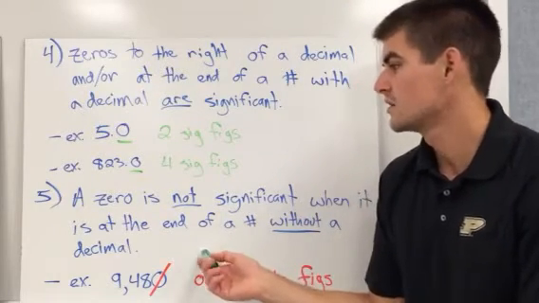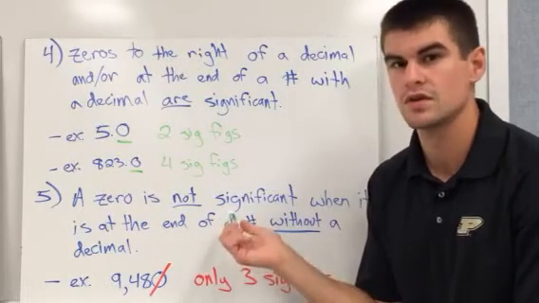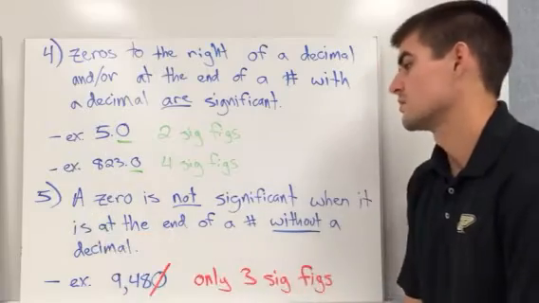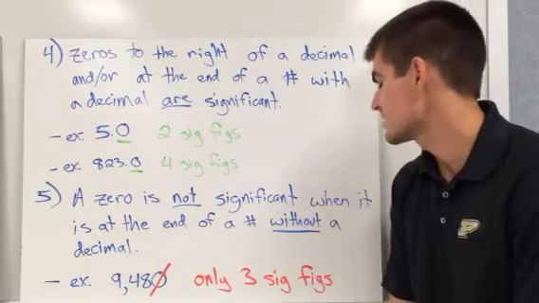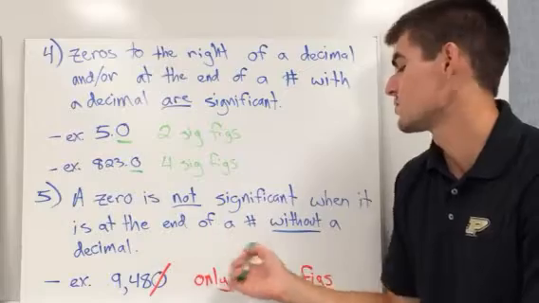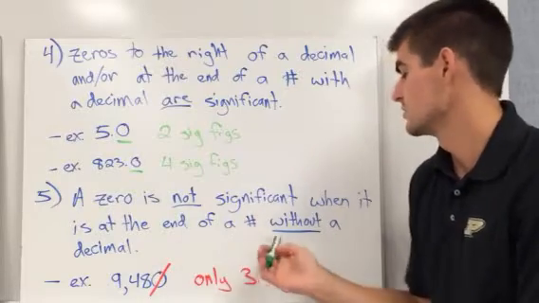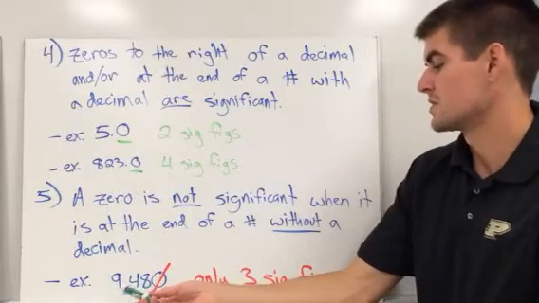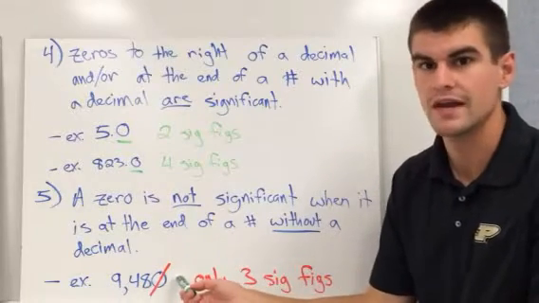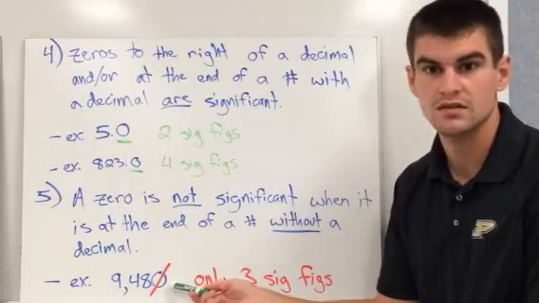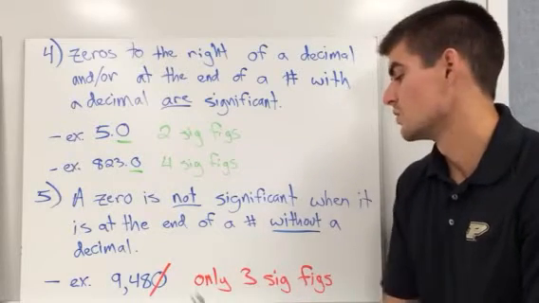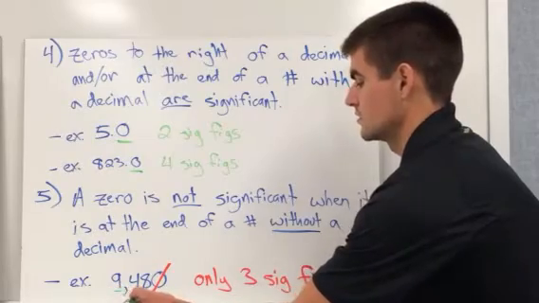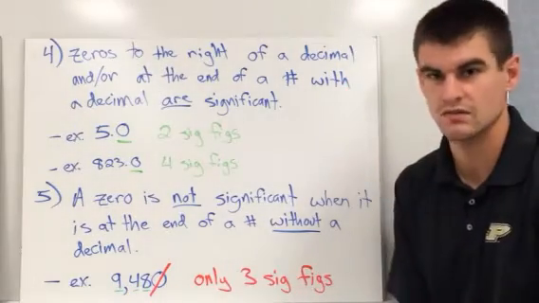And then our last rule, I put it on the same board here so you can see the difference. A 0 is not significant when it is at the end of a number without a decimal. So, without. Examples here, 9,480. Well, there's no decimal here at the end. So in that case, only these non-zero digits will be significant. So only 3 sig figs there.